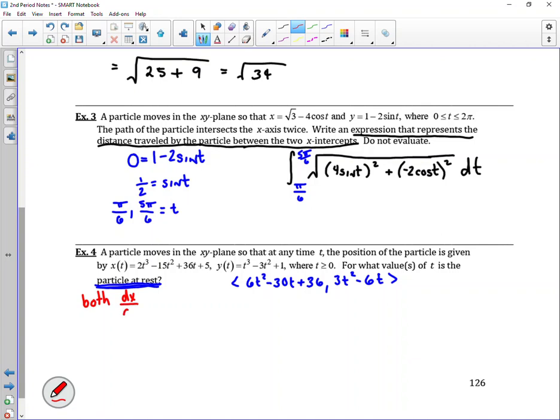dx dt and dy dt have to equal 0. Because if only one of them equals 0, then it means it's still moving in the other direction. So for example, if dx dt was equal to 0, but dy dt was not, then that means it's still moving up or down. It's just not moving left or right anymore. Similarly, if dy dt equaled 0 and dx dt did not, then it means it's still moving left or right, but it's not moving up or down, right? So you want both of them to equal 0. So set both of them equal to 0.